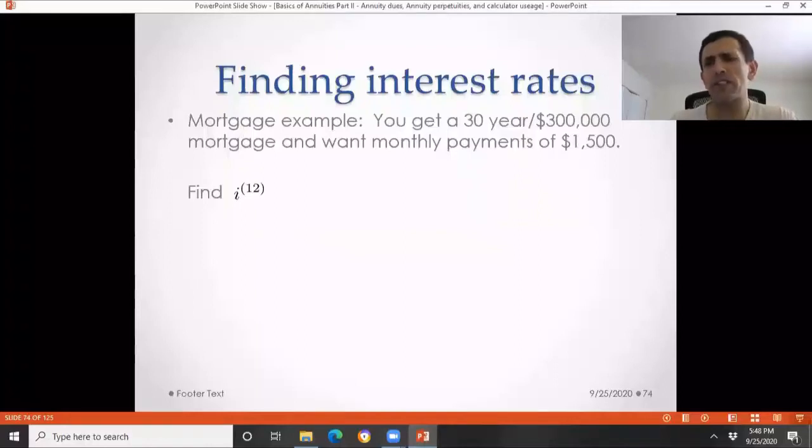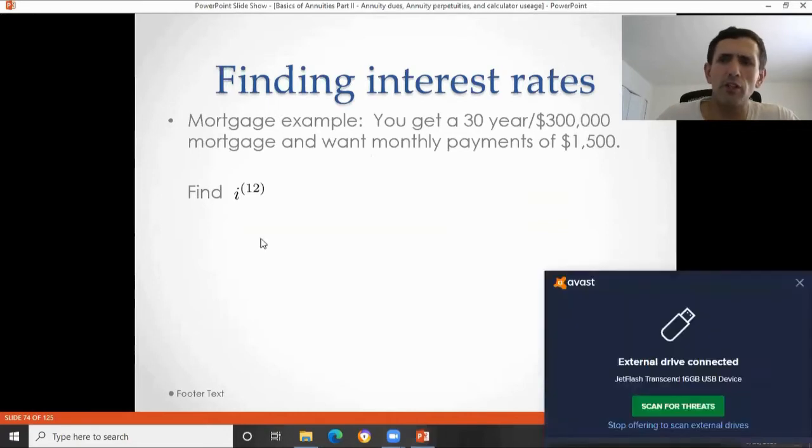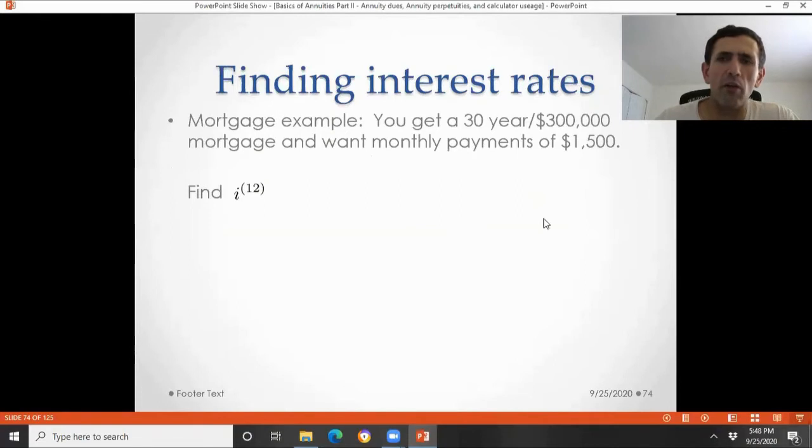Let's do a very simple example that you just cannot do using our formulas. Let's say I want a 30-year, $300,000 mortgage, and I want monthly payments of $1,500. Let's find i^(12). Okay.